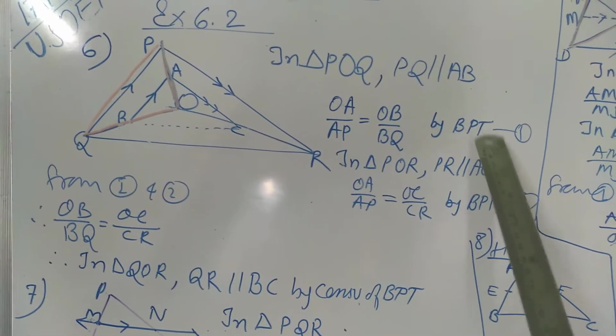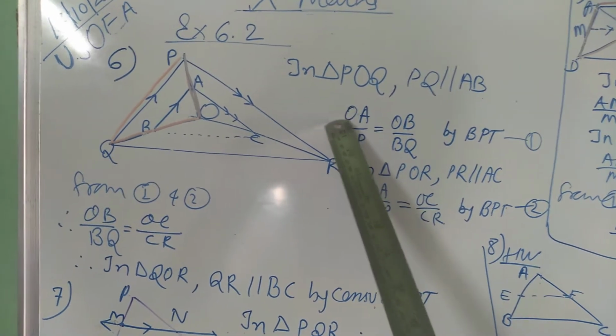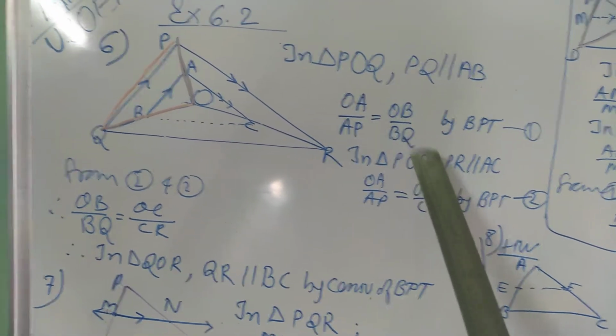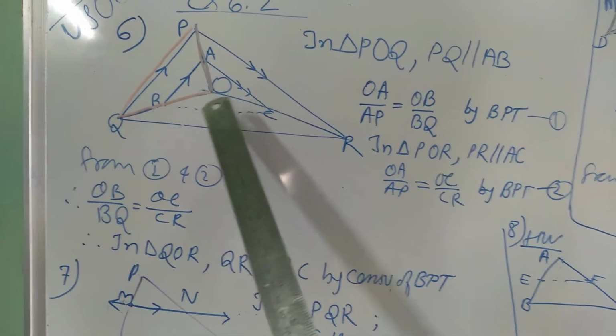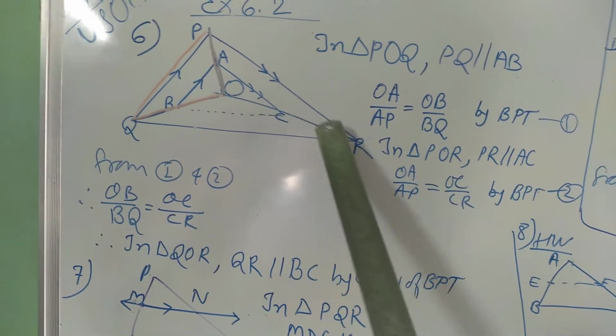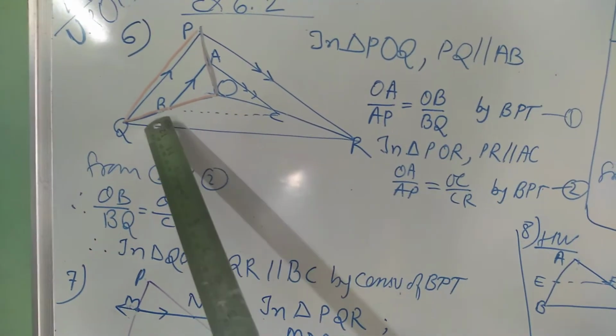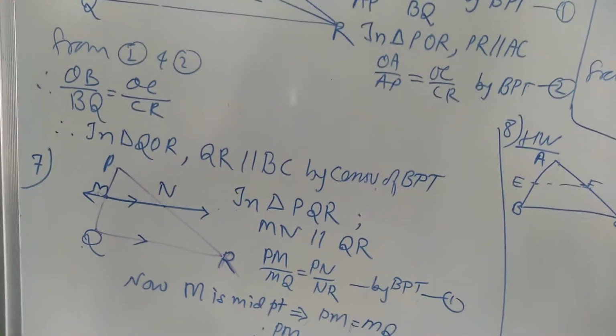This way we got two equations. Now from these two equations we can see their left hand sides are equal. So we can equate the right hand sides and we will get the result like this. It means we are getting OB to BQ equal to OC to CR. It means that BC is parallel to QR by the converse of BPT.